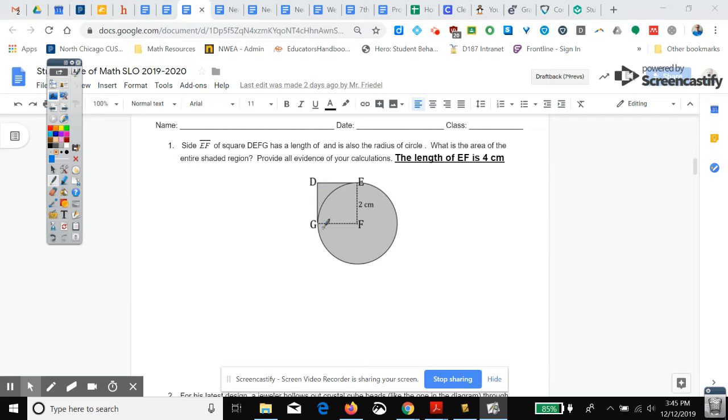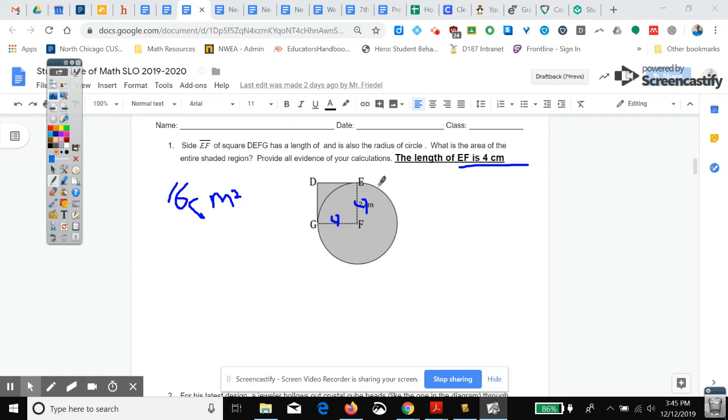So I need to find the area of the square and the area of the circle, but not all of the circle because I've already found the area of this part and added it in. So what's the area of the square? That would be 4 centimeters, so it would be 4 times 4. The answer is going to be 16 centimeters squared.